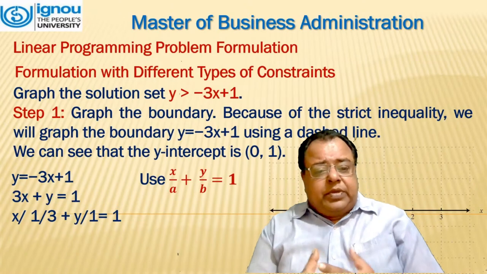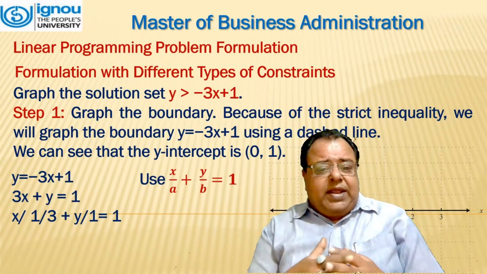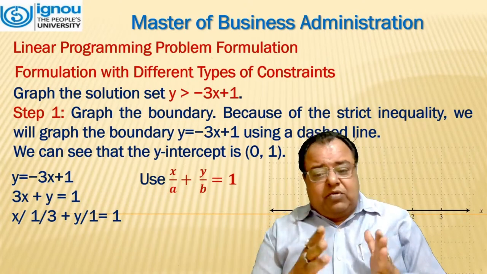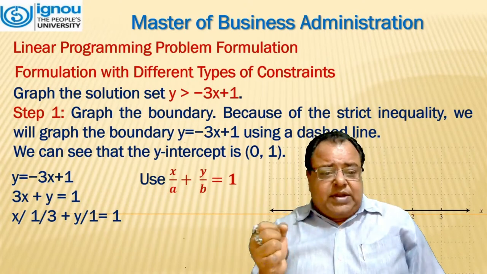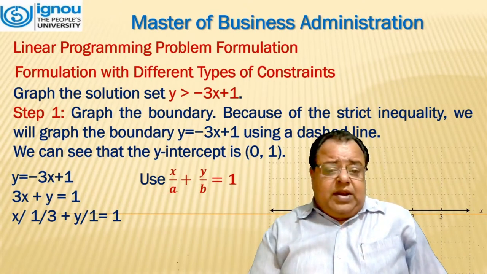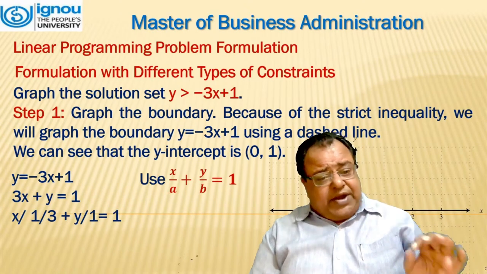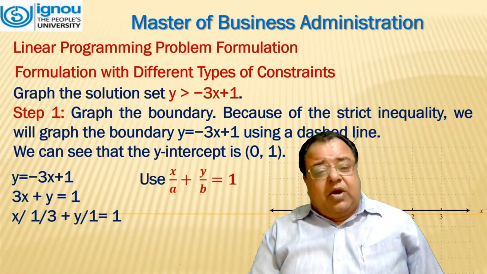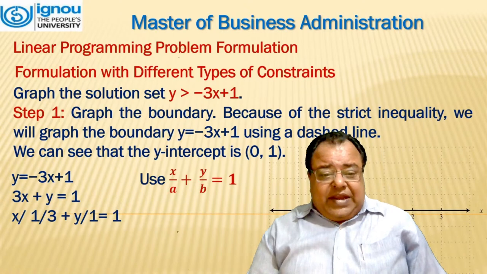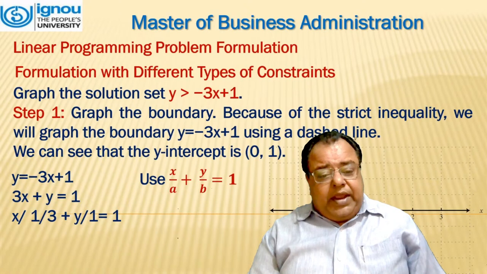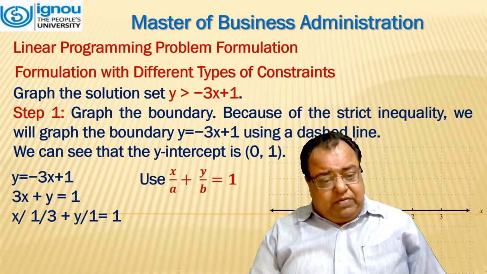Suppose we take up the equation y is greater than minus 3x plus 1. Since this is a linear equation, we will have a graph as a straight line. Now the thing is how to plot this on a graph. Normally, we should convert this equation into an intercept form equation.